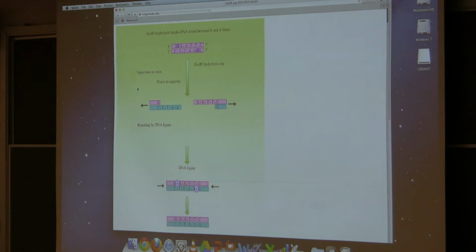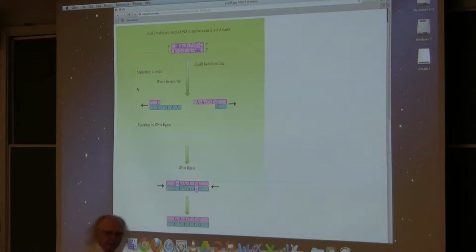Okay? I can take another fragment that's got those exact same ends, and I can treat that whole mixture with DNA ligase. And if I do, what DNA ligase does is it sort of reverses the process. It starts putting together sequences that fit. What I could do is insert a new DNA in here, and I could make a recombinant DNA molecule. That's how you've heard of recombinants. That's how we make a recombinant. We cut DNA, and we ligate a new DNA in the middle of it.